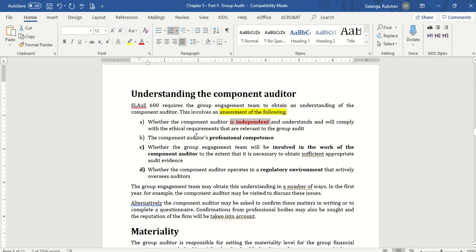ඒකෙන් තමයි මම decide කරන්නේ as the group auditor whether they have done the proper audit, right? So as the group auditor what are the things that I should concern? මේක තමයි මෙතනින් කියන්නේ. Whether the component auditor is independent and understand and will comply with the ethical requirements relevant to the group audit.